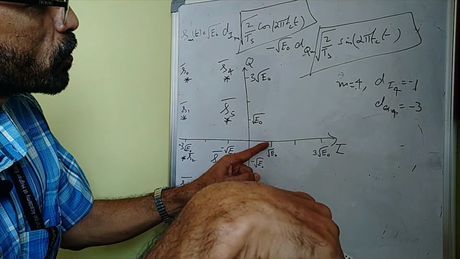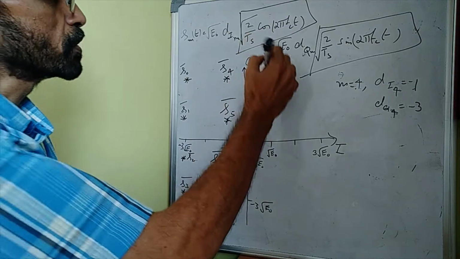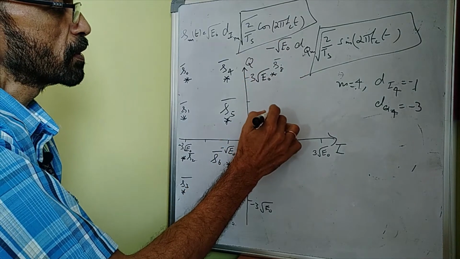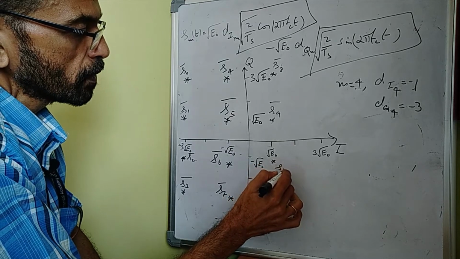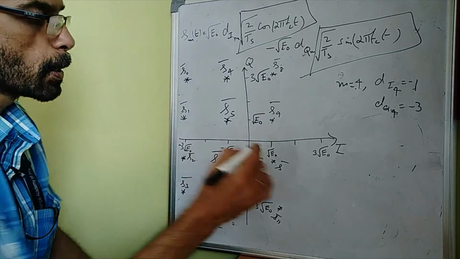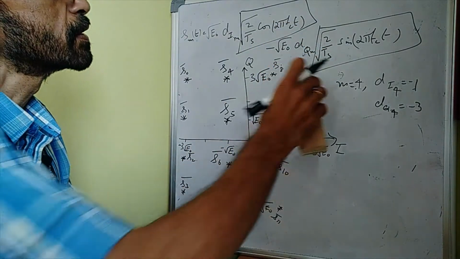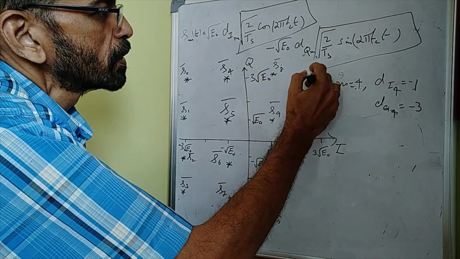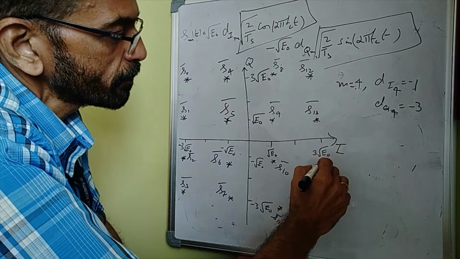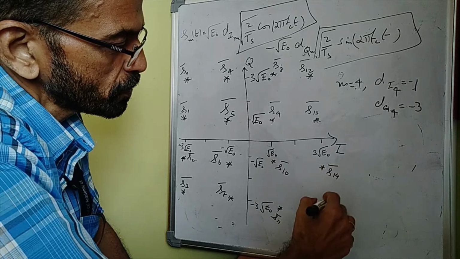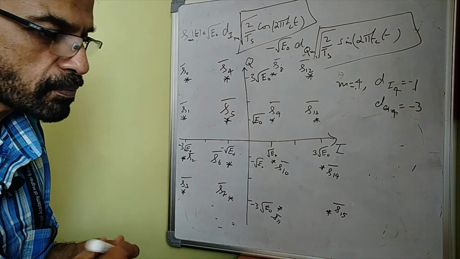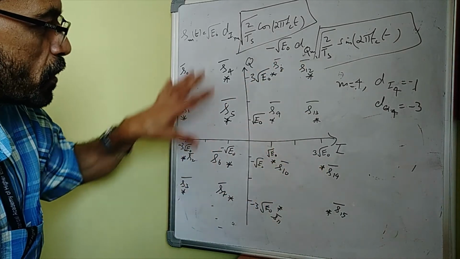1 minus 3, so root E naught and minus 3, there's this over here, and that will be S8, S9, S10, S11. And finally, the last column, so to say, S12, S13, S14, S15. So this is the signal constellation. You can see 4 points here, 4 here, 4 here, 4 here, that gives 16.